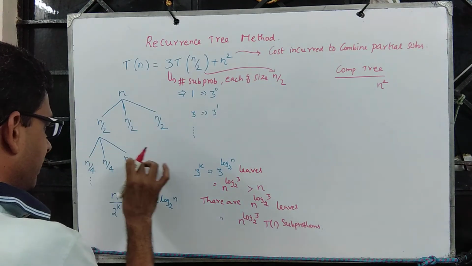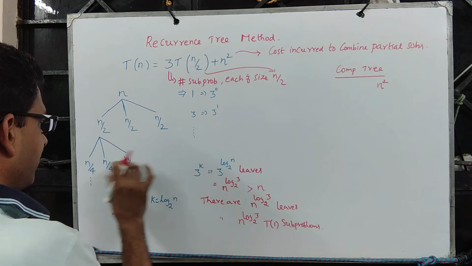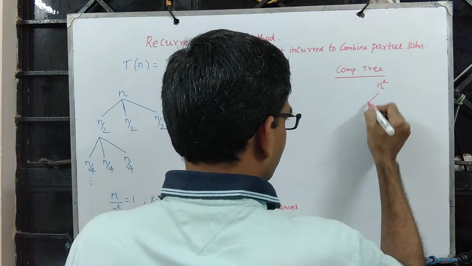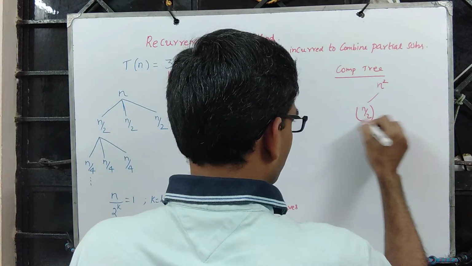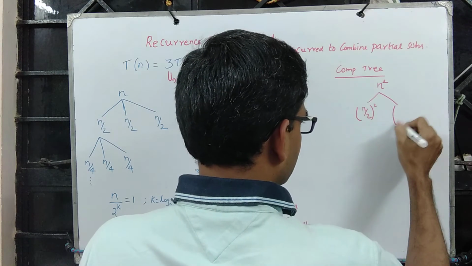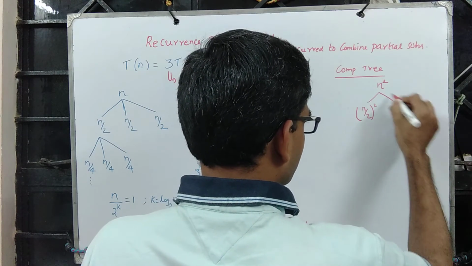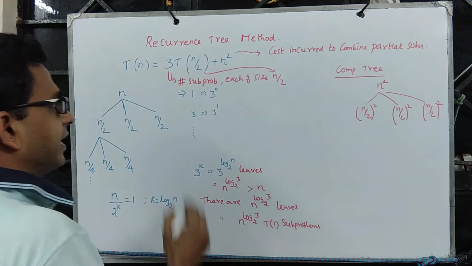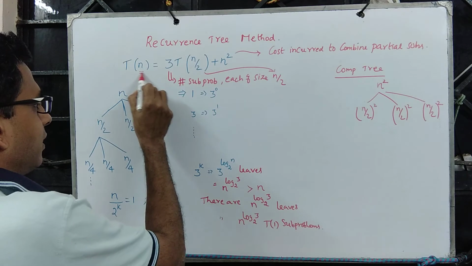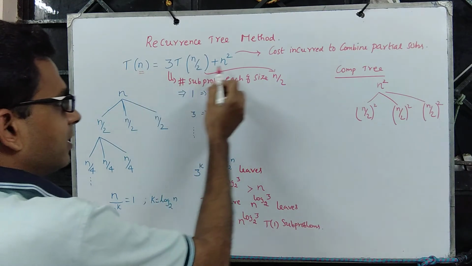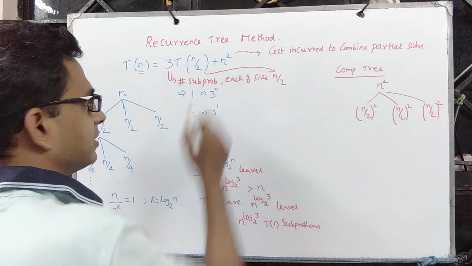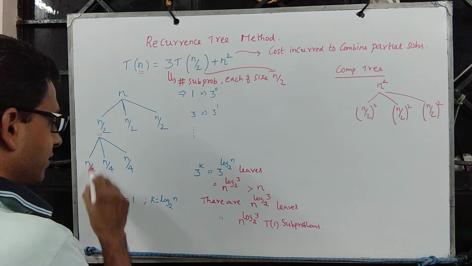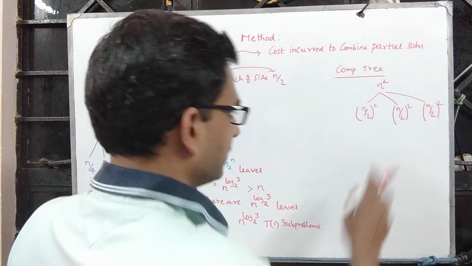Then you have solutions from these 3, and to combine them the cost is the input size square, which means it is n by 2 the whole square. Similarly, for this subtree it is n by 2 the whole square. For this subtree it is n by 2 the whole square. So at the root, where the problem size is n, the cost of combining partial solutions is n square. At this node, where the input size is n by 2, the cost of combining them is that square, which is precisely this.